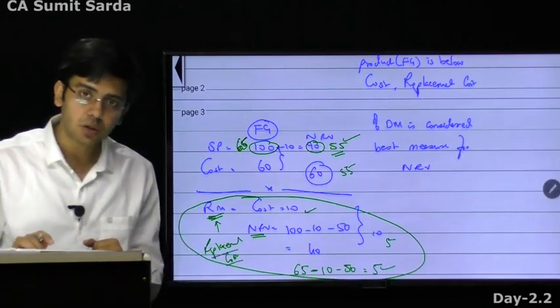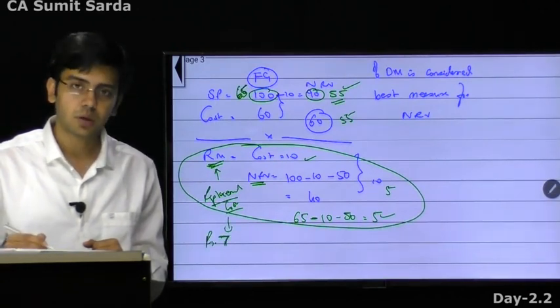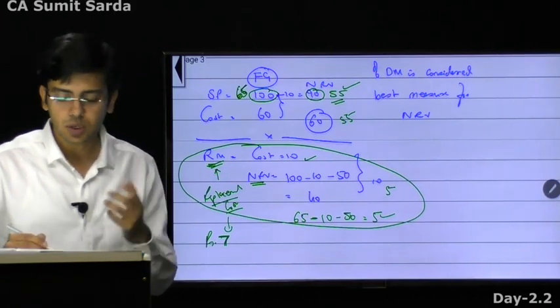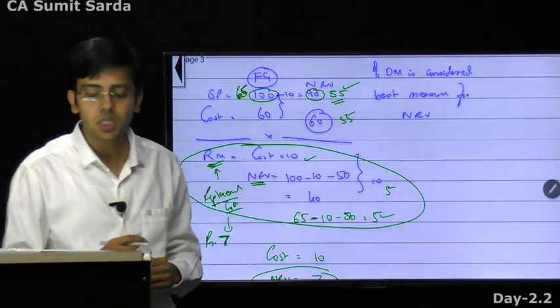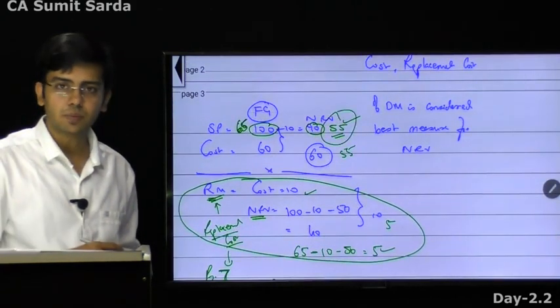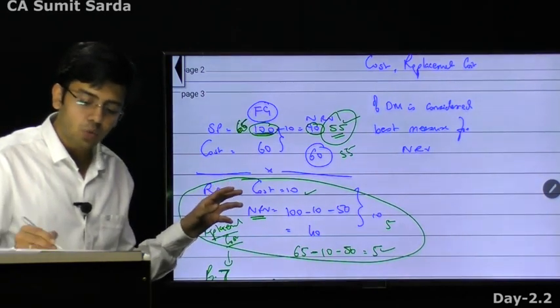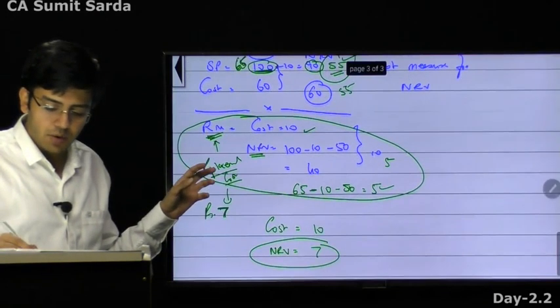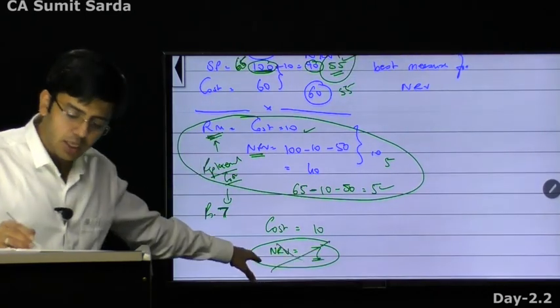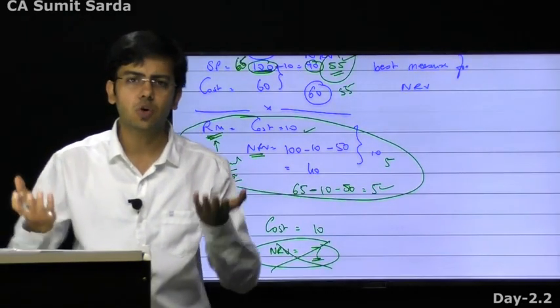So what will we consider this replacement cost to be? Now suppose the new electronic chip, if we buy today, is available at rupees 7. So the cost is 10 and NRV will be considered to be 7, but this 7 is to be seen only if the price of the finished goods is in decline. If the price of the finished good remains the same old 100 rupees, and the electronic chip is available in the market at 7, I will not look at this NRV. I don't need to look at this NRV because we are not facing any loss.